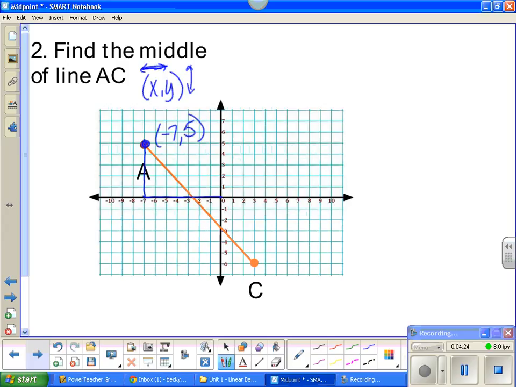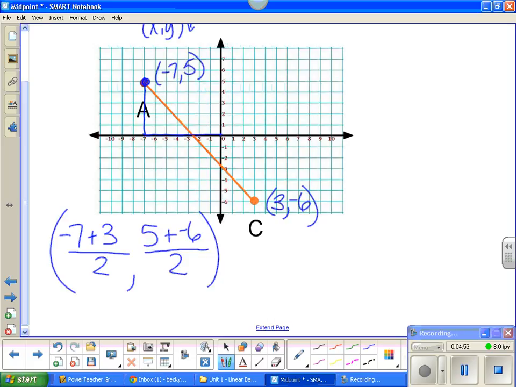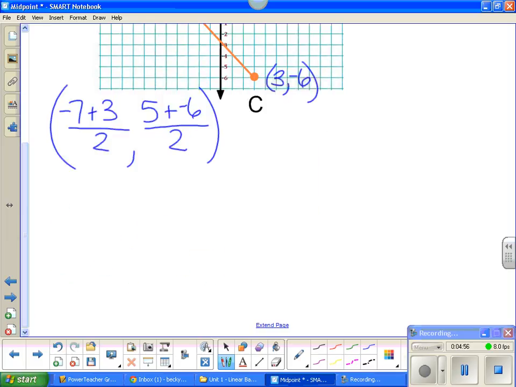Now we need the points for C. So how far over to the right does C go? And it goes 3. And then how far down does C go? And it goes down to -6. So now I have my 2 points. So now I can use my midpoint formula. So I take my x's from both points and add them together. So (-7 plus 3) over 2, comma, (5 plus -6) over 2. Okay, add these together. So -7 plus 3, this is where your sign rules are going to be really, really important. That's a negative 4.